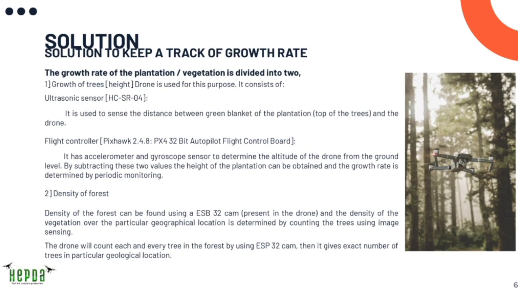Second, density of forest. The density of the forest can be found using an ESP32 cam present in the drone, and the density of the vegetation over a particular geographical location is determined by counting the trees using image sensing. The drone will count each and every tree in the forest using the ESP32 cam, then it gives the exact number of trees in a particular geographical location.